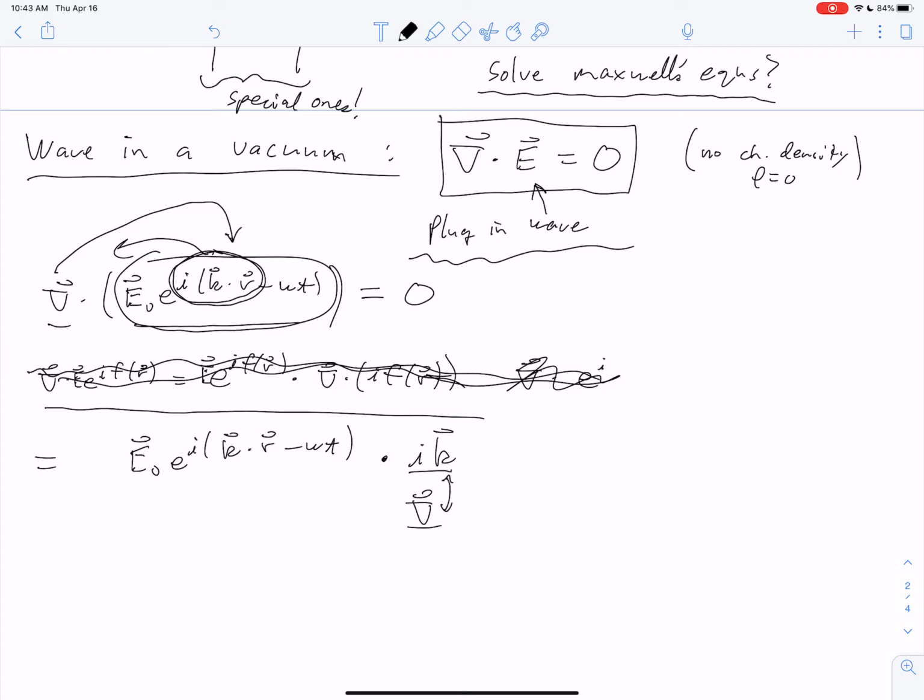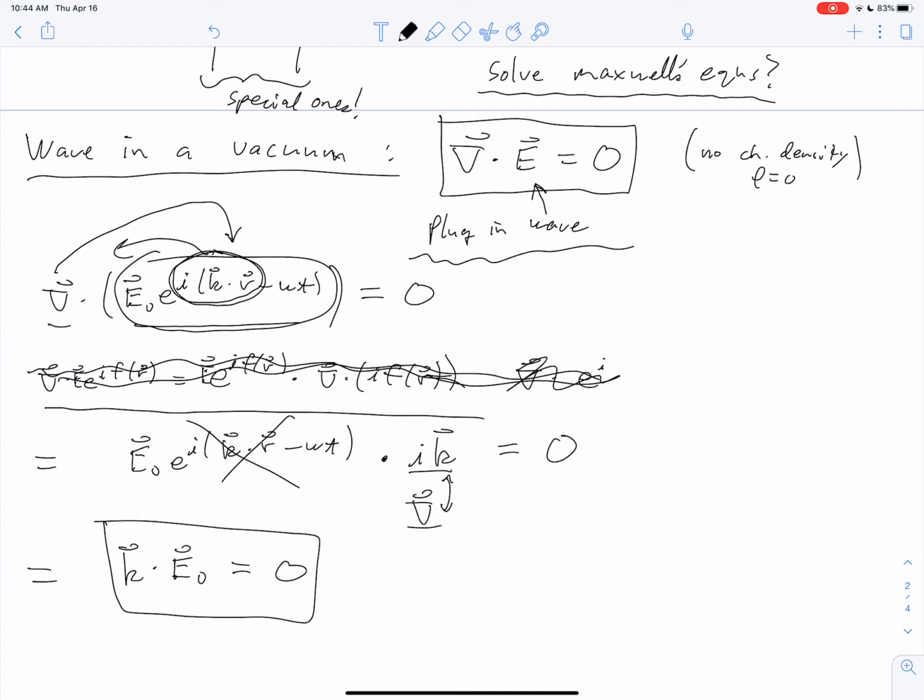It's trivial math. It's just the derivative of exponentials. So that's why it's so simple. And so this then is equal to 0. And so now what I have from this equation is I can divide this out, and I have k dot E naught is equal to 0. So that's what we get from del dot E equals 0: it becomes k dot E naught equals 0.